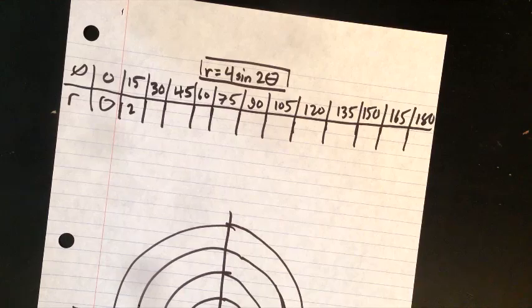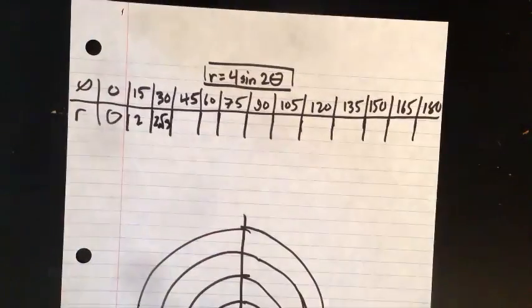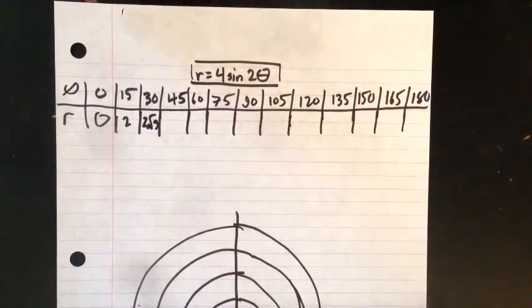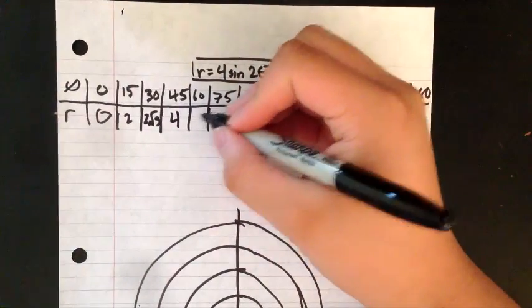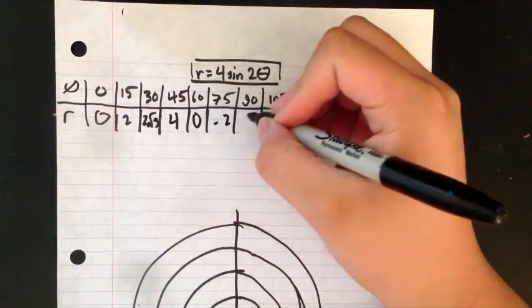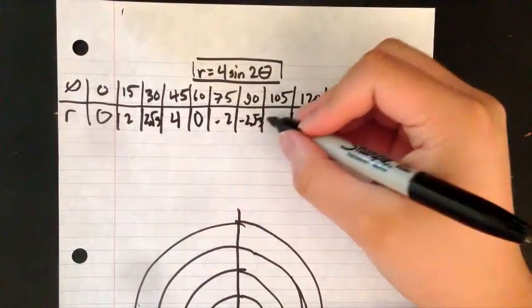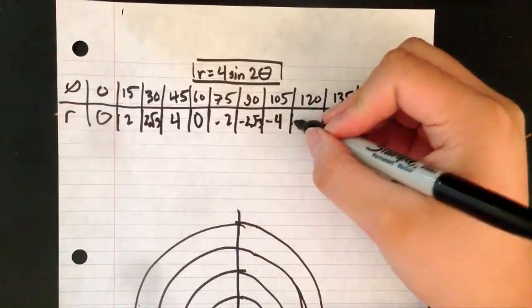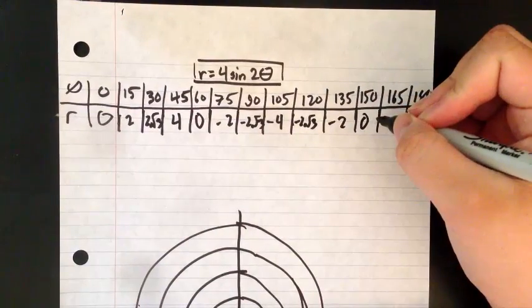Sine of 60, square root 3 over 2 times 4, that becomes 2 square root 3. And that's pretty much the gist of it. Just do it for the rest of it. Then we get 4, 0, negative 2, negative 2 square root 3, negative 4, negative 2 square root 3, negative 2, 0.